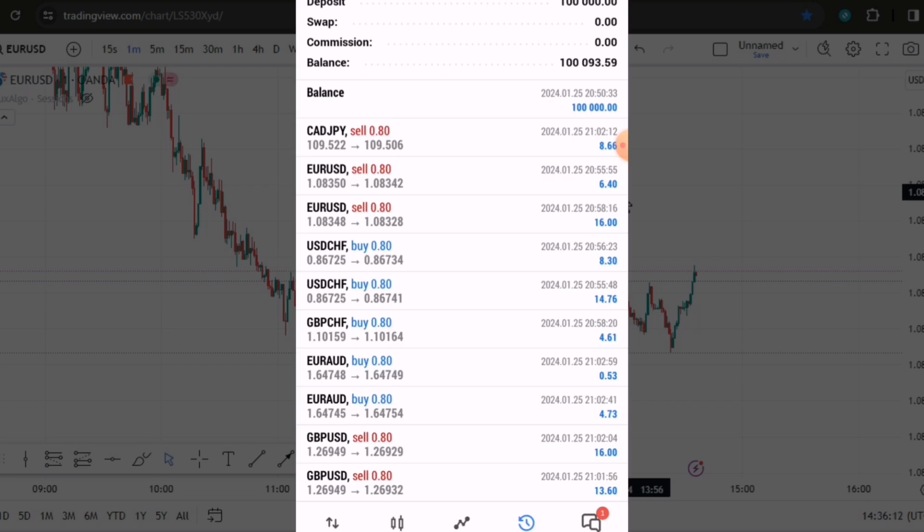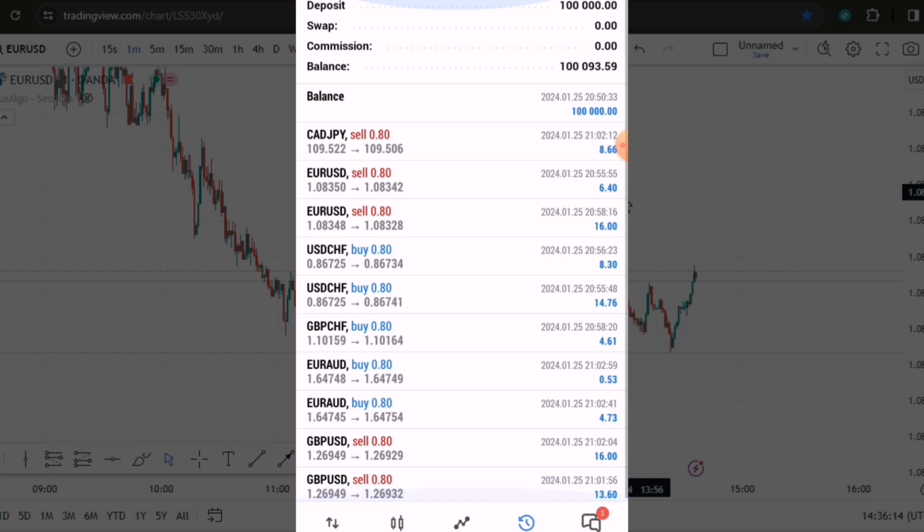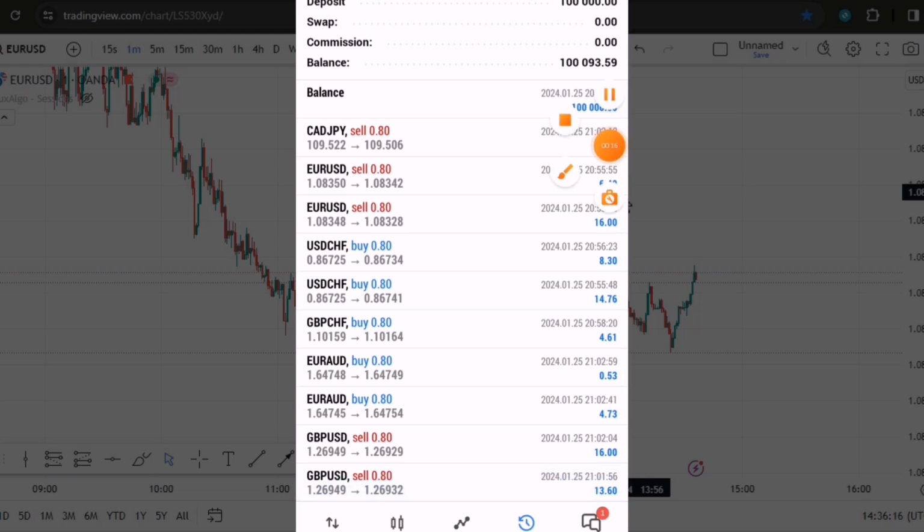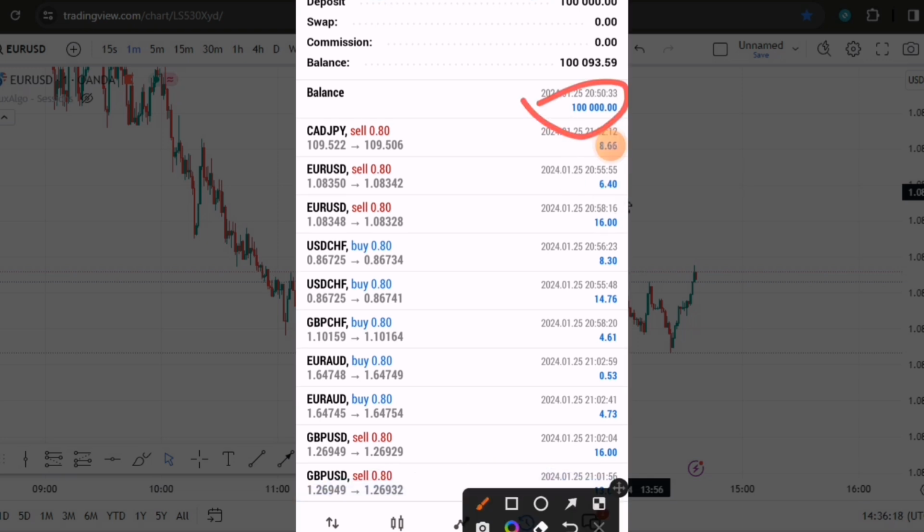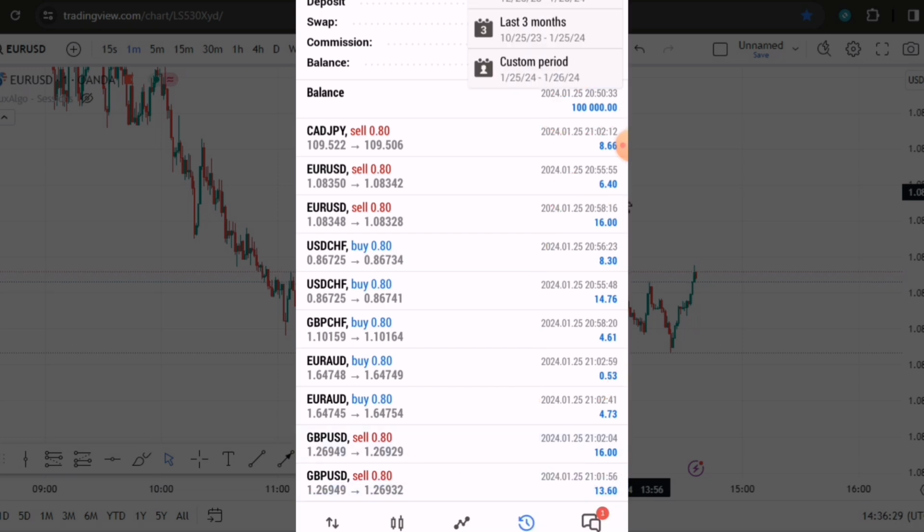I want to show you something very interesting. This is a new challenge account. As you can see, the initial deposit was 100k, and these are trades that I closed scalping. Just did this today. I don't have any other trades in my history, even if I say last month.